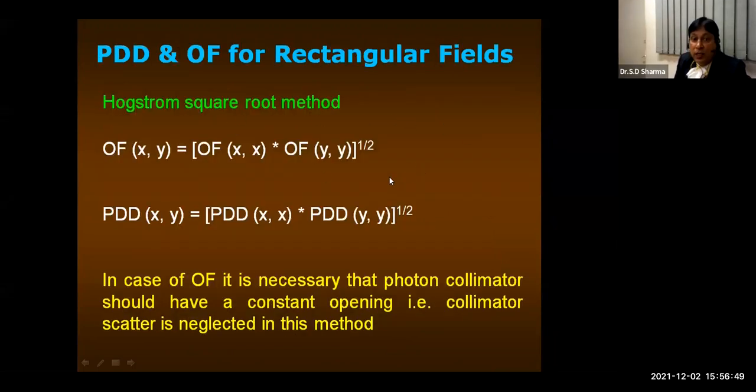Then one more thing I just wanted to add: the Sterling approximation is not applicable in case of electron beam. So here we usually use the square root method. If I have to find the equivalent square for knowing the value of output factor, it is the square root of the output factor for X by X and the output factor for Y by Y, and similarly for percentage depth dose also this square root approach is used. In case of output factor, it is necessary that the photon collimator should have a constant opening. It should not be the case of varying opening, which is generally the case of treatment with electrons.